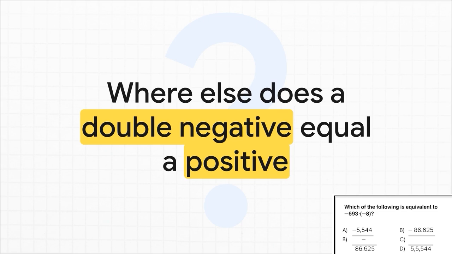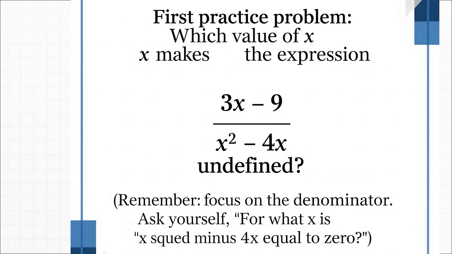Your turn to practice. Use the exact thinking we used together. Try this first one about denominators. Which value of x makes the expression 3x minus 9 over x squared minus 4x undefined? Hint, factor the bottom like we did. Pull out the common x, then see which values make it 0.